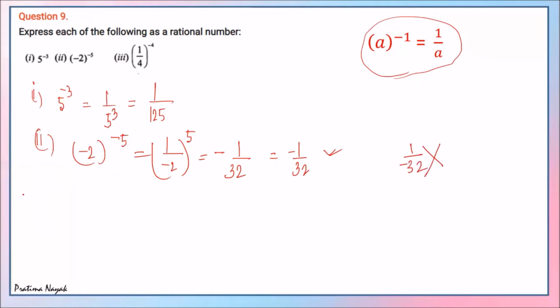Next is the third one. 1 by 4 to the power negative 4. So take the reciprocal, it will be 4 to the power 4. 4 to the power 4 means 4 into 4, we have already done, 16. 4 times is 64. 4 times is 256.